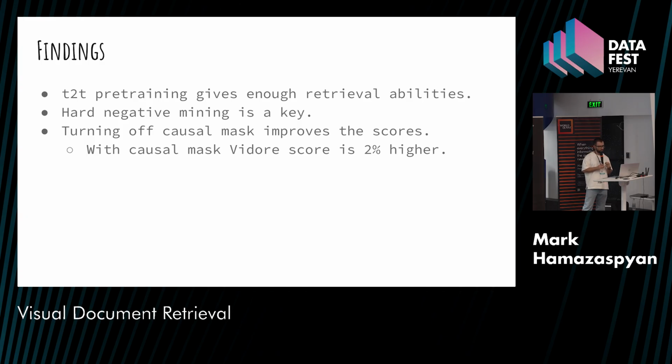Removing the causal mask helps us get a 2% higher score. So for the embedding models, we remove the causal mask in order to have a better score. In our case, it worked. So this should be without causal mask. The Vidore score is 2% higher.